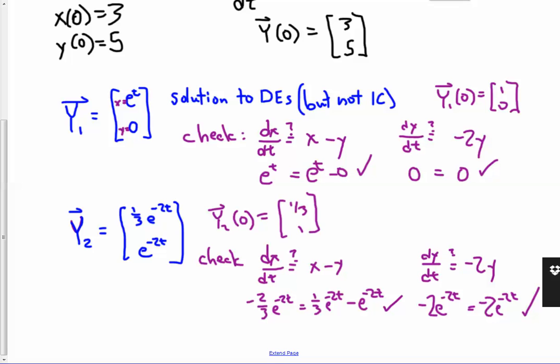Okay, so the point of what I'm doing here is the following. If you can get two different solutions to your system, then you can use those two to get any other solution. In other words, we essentially have a general solution. Let me explain.